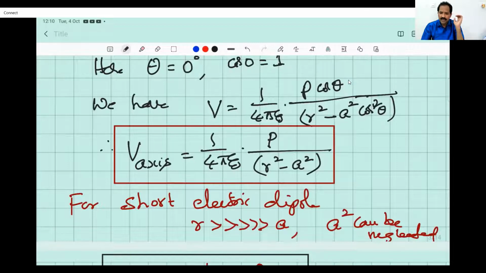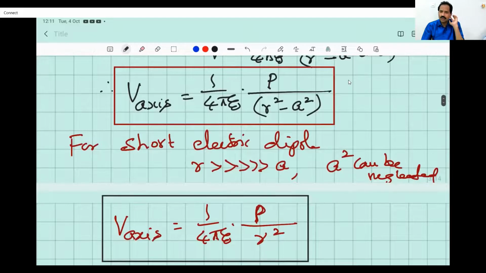Suppose the dipole is very short, that means R is very much greater than A, if the distance R is very large, then A square can be ignored or neglected. Then just neglect A in R. Then the remaining is V axis is equal to 1 by 4 pi epsilon naught P by R square. So that is the electric potential at a point on the axis of an electric dipole.